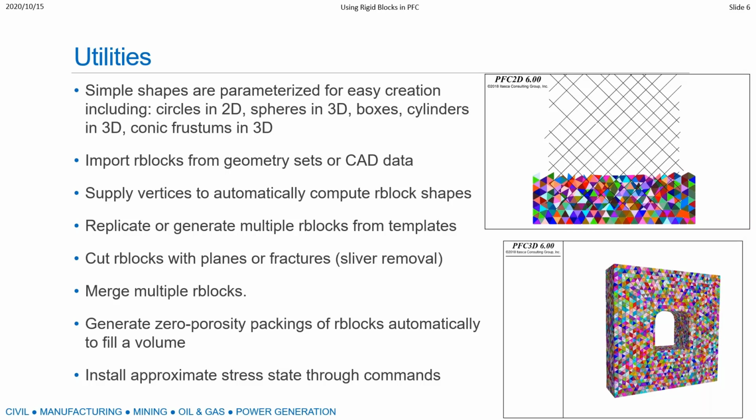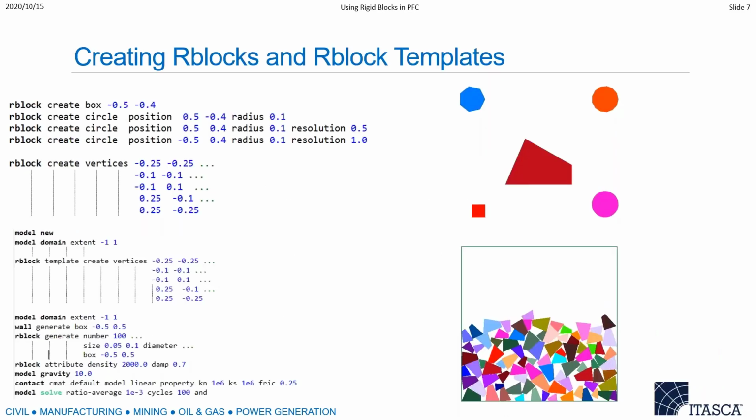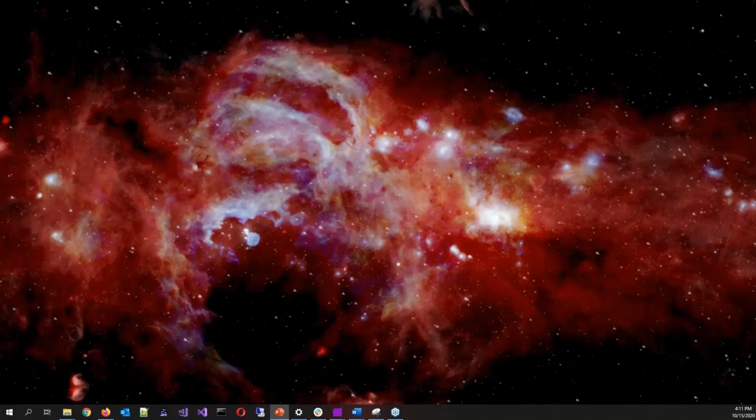With those meshing tools, tessellation tools that I mentioned previously, you have the ability to create packings of blocks from tessellations. And you can also, and I will show that also, install stress states at contacts between the rigid blocks from a given stress tensor using a command. Okay, so I will just bring a few examples to demonstrate some features.